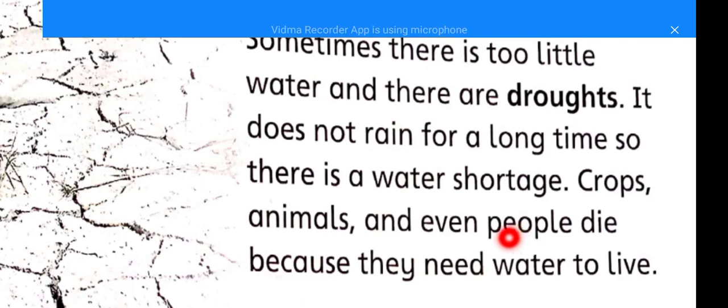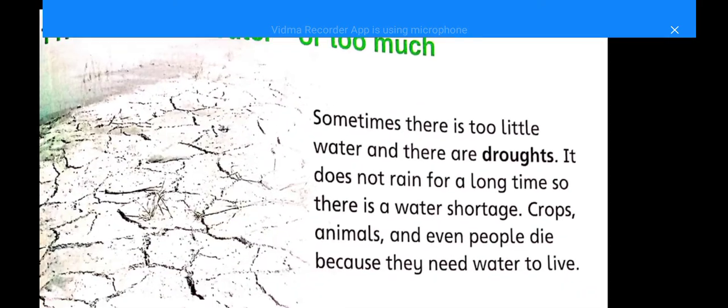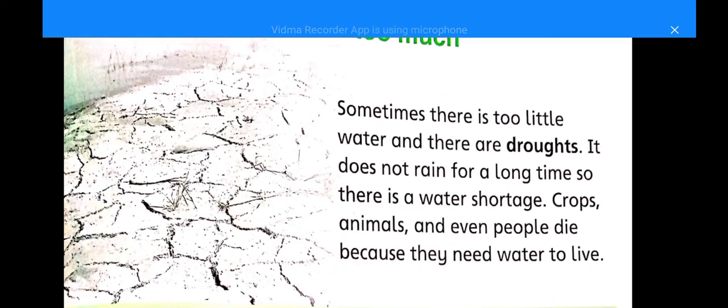So here they are telling us that every kind of life can die if we are having droughts, because everything needs water. We have read it in the previous lesson, or on the previous page also, that without water, life is impossible. Every living thing needs water to live. So now here the first paragraph we have done. So now let's move on to the next one.